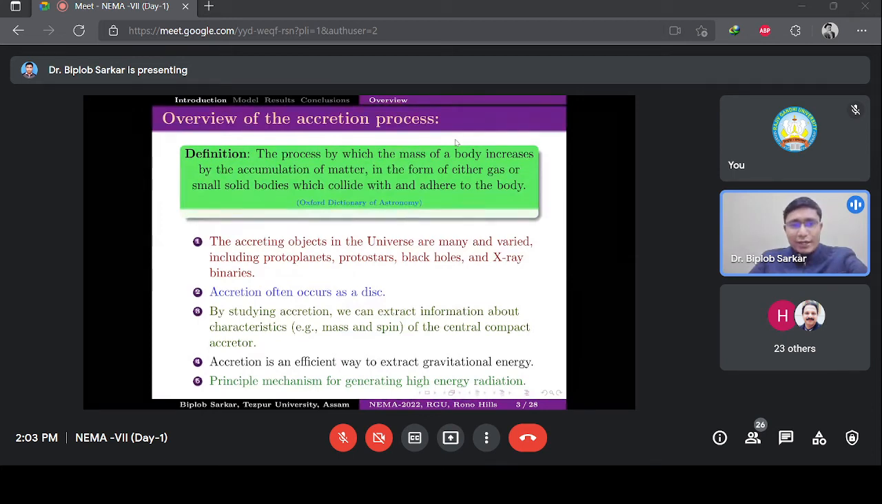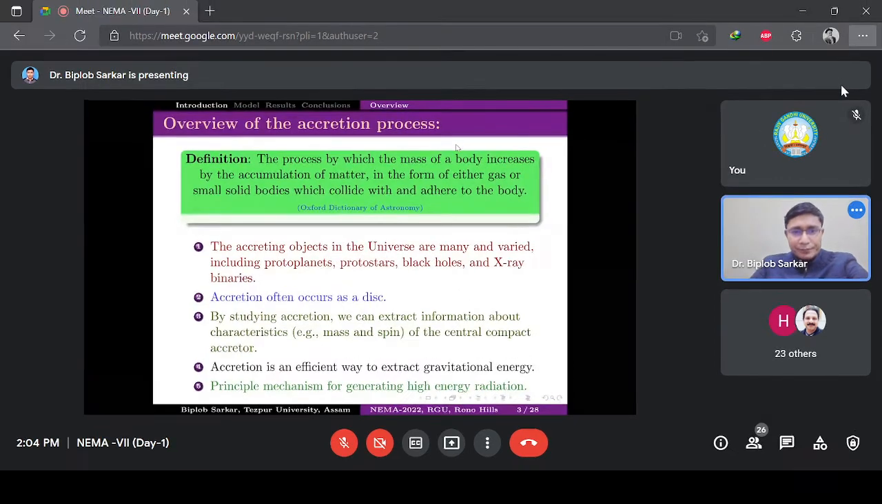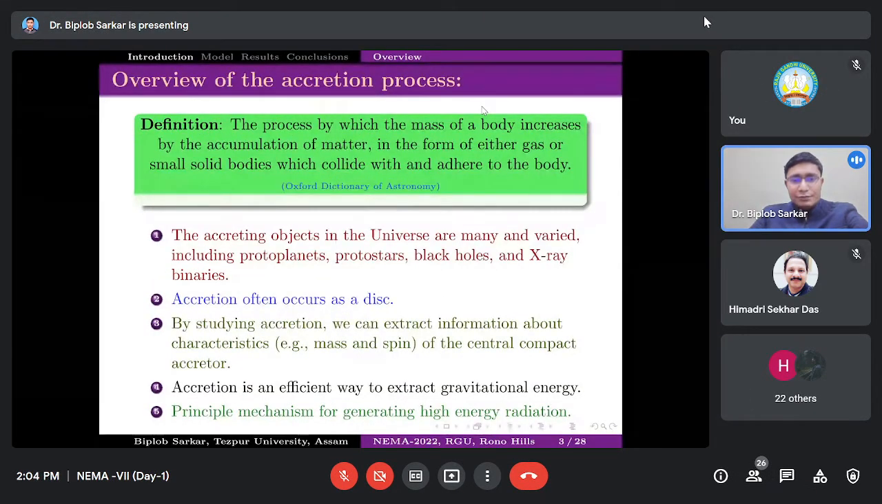Accretion is the process by which a body gathers matter, either in the form of gas or small bodies which collide with and adhere to the accreting body. Now, in the universe, there are numerous accreting objects, which include protoplanets, protostars, black holes, and X-ray binaries. Since matter in the universe invariably possesses angular momentum, accretion often occurs in the form of a disk. By studying the accretion process, we can extract important information about the characteristics of the central accreting object.